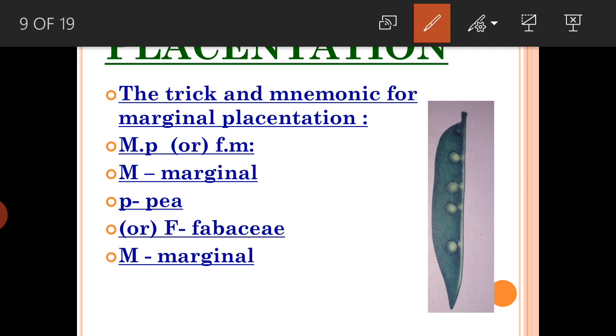Here to remember the trick, it is MP, or you can make it PM. M stands for marginal and P stands for pea. And in the case of families, to remember it is FM. F stands for Fabaceae and M stands for marginal.